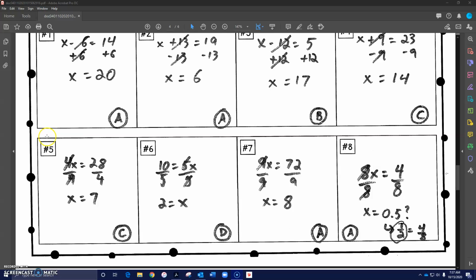Number 5 said 4x equals 28. Remember, that means 4 times x. So, of course, the opposite of multiplication is division. Divide both sides by 4, and you get x equals 7, or answer choice C.